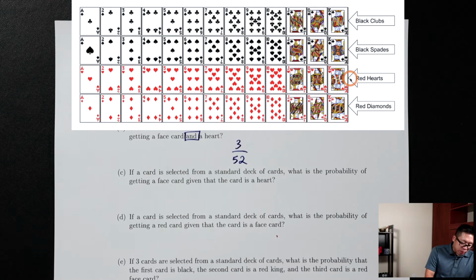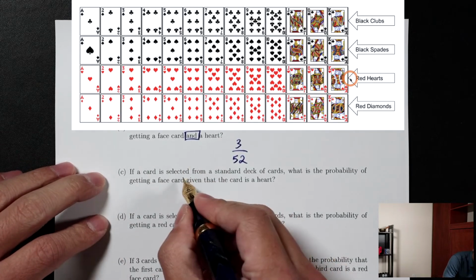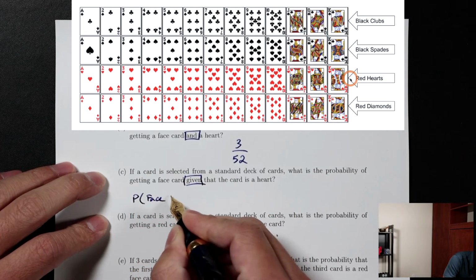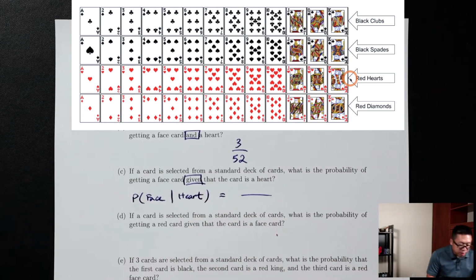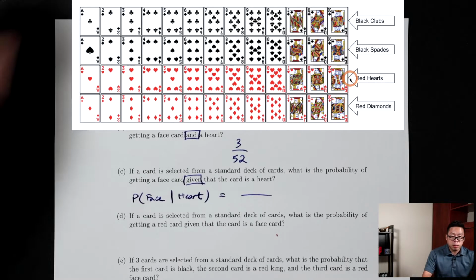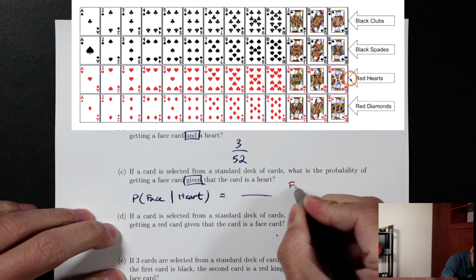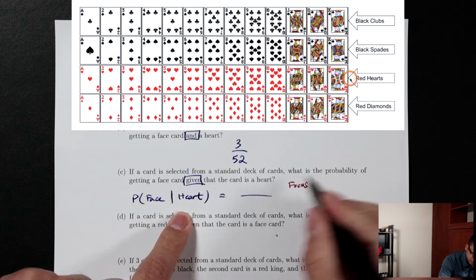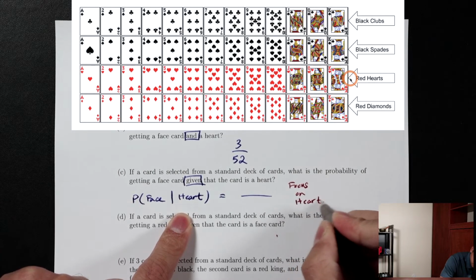Part C. If a card is selected from a standard deck of cards, what's the probability of getting a face card given that the card is a heart? Keyword, given. Okay, I'm looking for probability of face given that it's a heart. So anytime you have the word given, it's telling you to focus on just some specific cards. The part you're focusing on is the second part, which is the heart. So anything that comes after the word given. So focus on hearts for the top and the bottom.